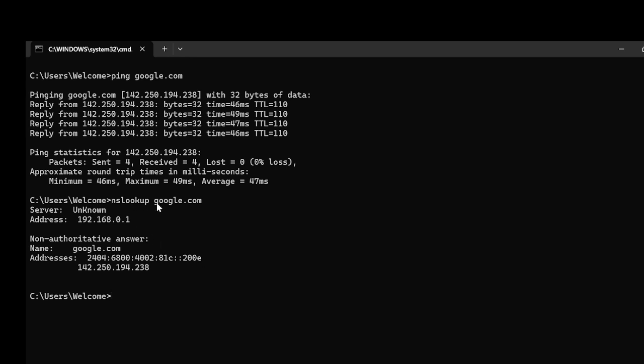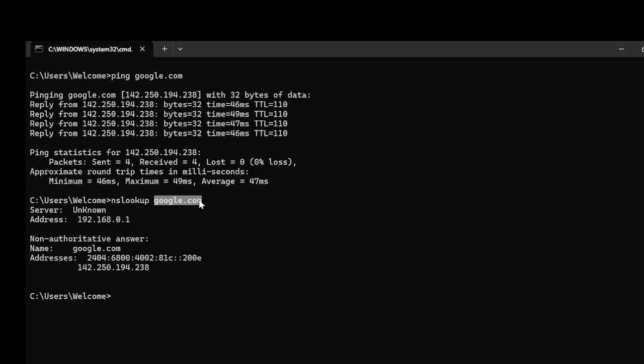And with this nslookup google.com, you are telling your computer, your DNS server, can you please get me the IP address of this google.com? nslookup means name server lookup. A name server is nothing but your DNS server. So you are asking your DNS server, do you know this google.com? Can you please give me the IP address of this person?